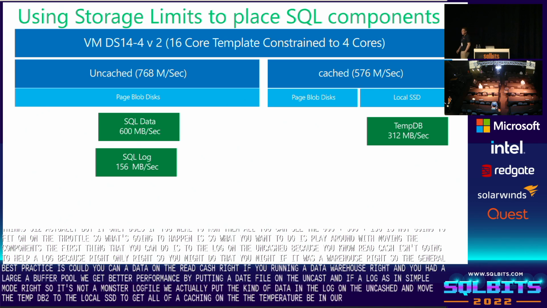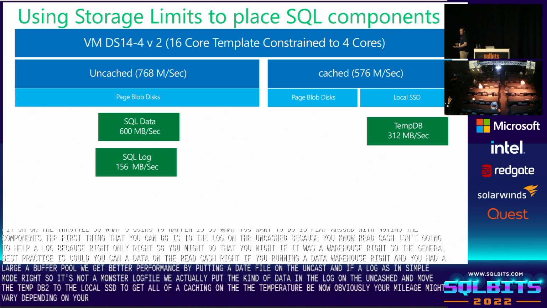Now, obviously, your mileage might vary depending on your workload. If you're doing an OLTP with a very heavy log file, you're probably going to want to put the data on the cached one.